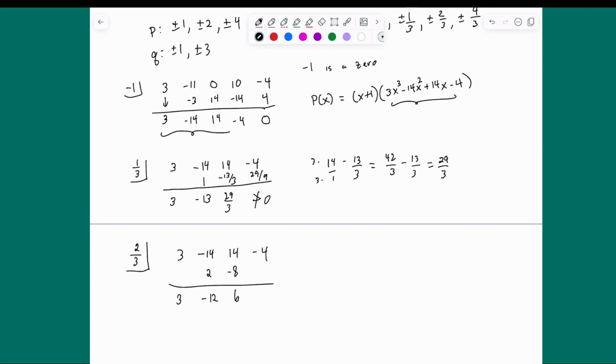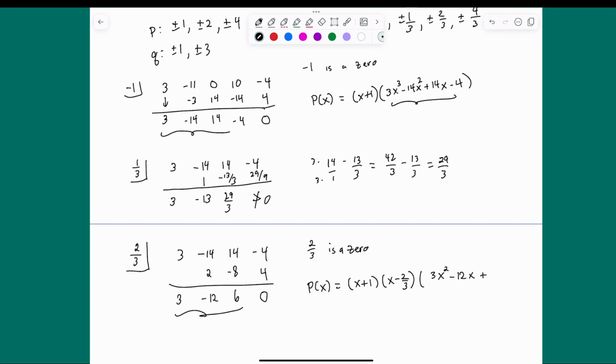And then 2/3 times 6, well, 3 goes into 6 twice. So 2 times 2 is 4. And so negative 4 plus 4 is 0, which is good. That tells us that 2/3 is a 0. And not only that, it tells us that p of x factors as x plus 1 times x minus 2/3 times the quotient of this new synthetic division, which would give us 3x squared minus 12x plus 6.